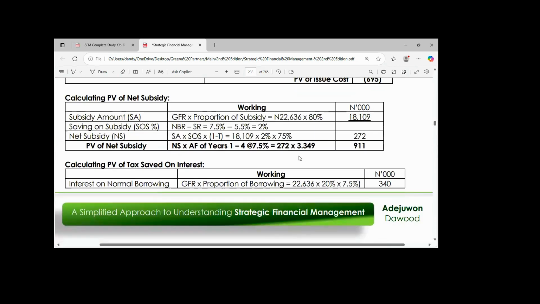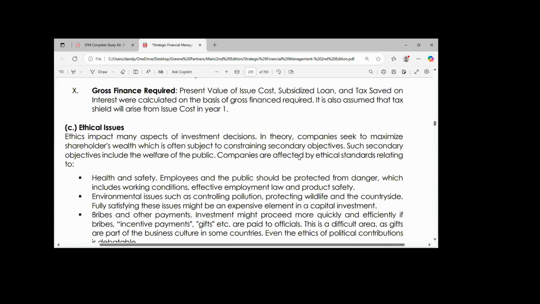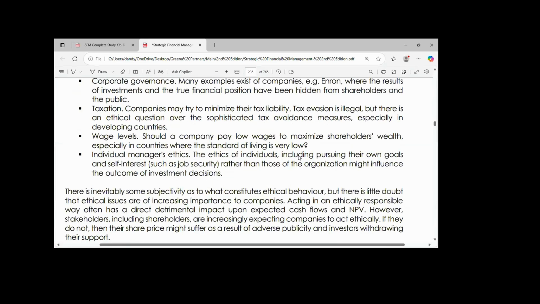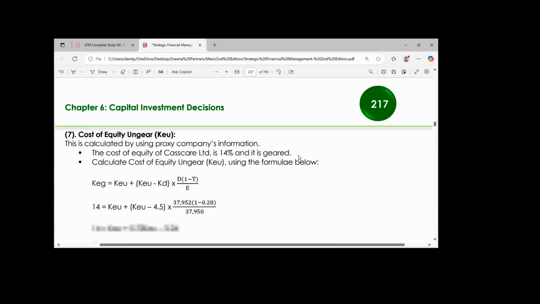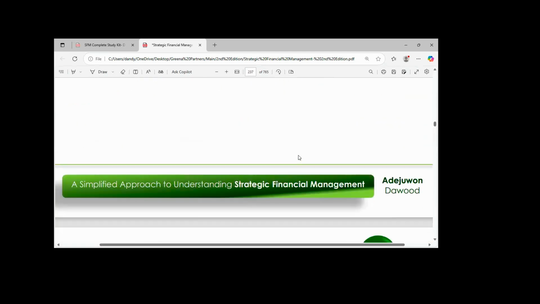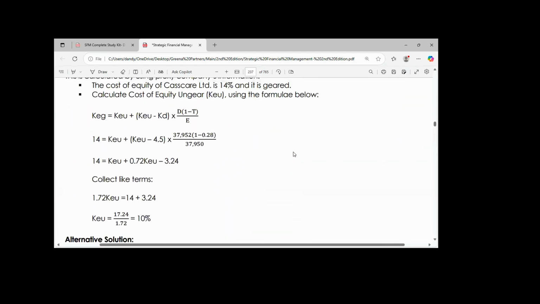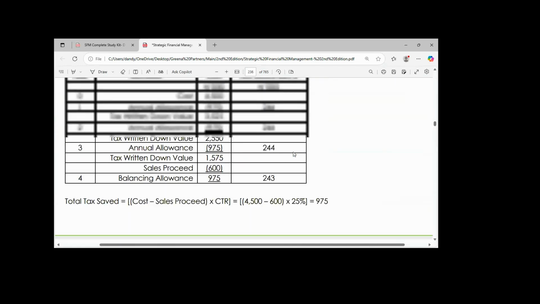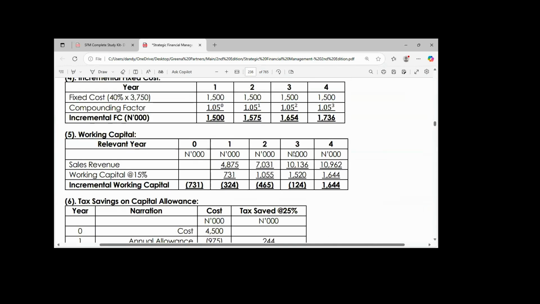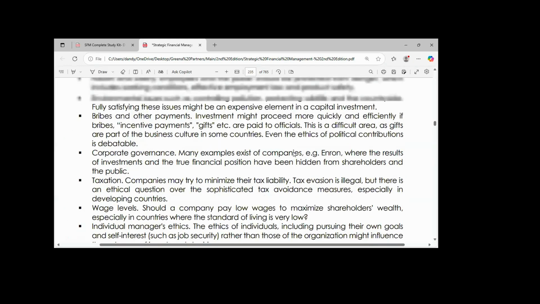Let me see if I have the working also for that. I did not show it, so now I've demonstrated for you how I got the 7.5%. Okay.